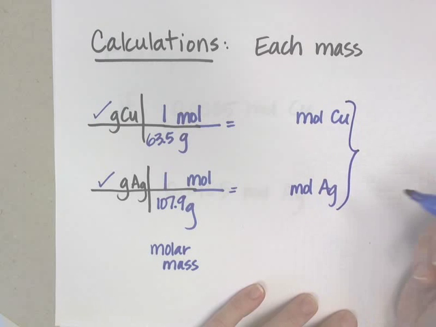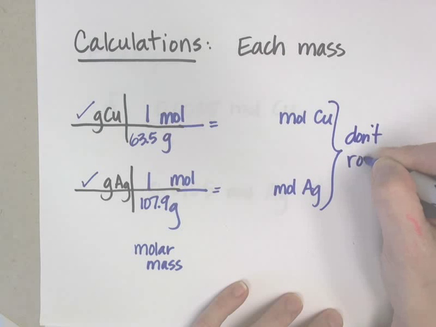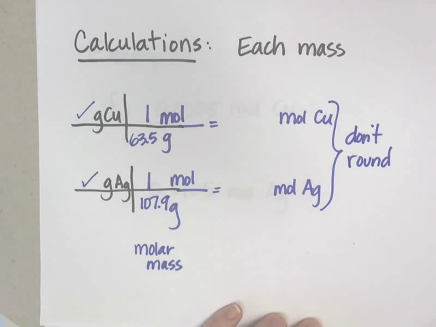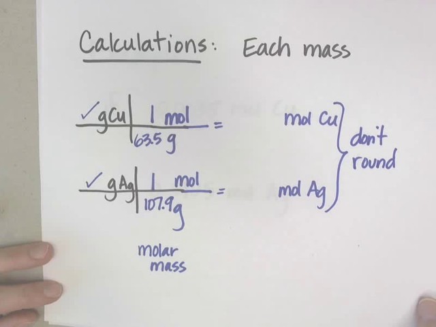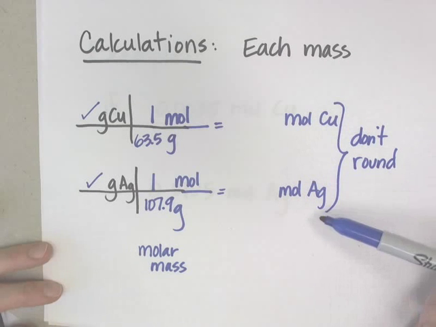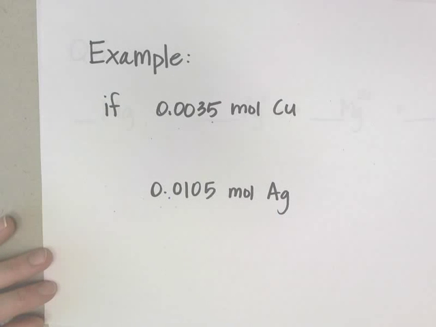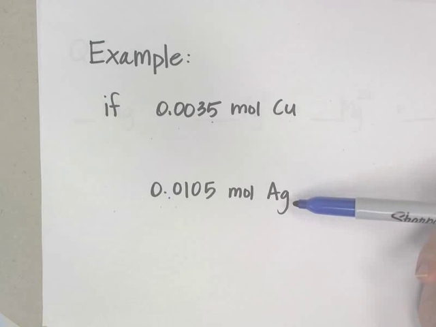It's a good idea, because this is not the end of the calculation, to keep a generous amount of significant figures here. So don't round these values off. Keep several digits here. I don't know, 5 or 6 digits would be good. Once you have those mole values, these are going to be decimal numbers. I'm just going to give you an example of what they might look like. These are made up. You'll actually have different numbers, but let's just pretend the copper value comes out to be 0.0035 and the silver comes out to be 0.0105.